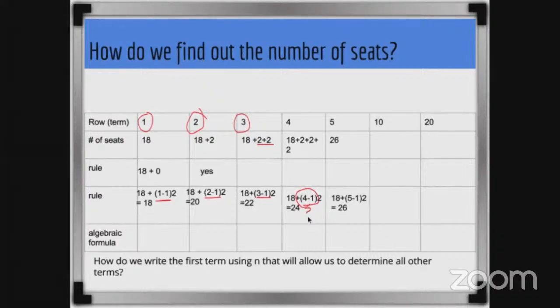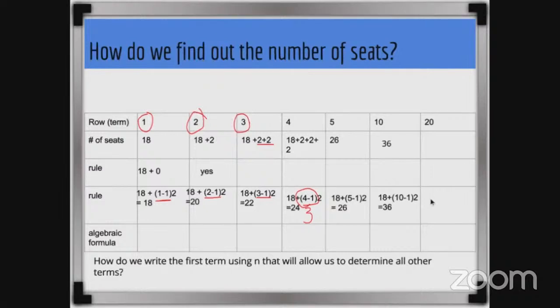3. Good. So if I'm at the 10th row, what are you expected to see? 1 less than 10, right? Yes, Miss. 9. Right. So 9 times 2 is? 18. 18 plus 18 is? 36.